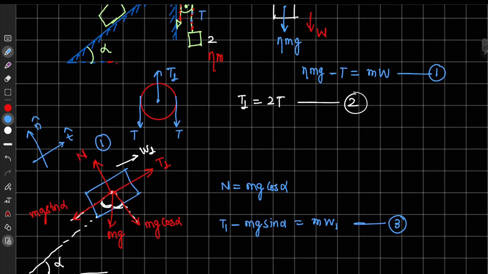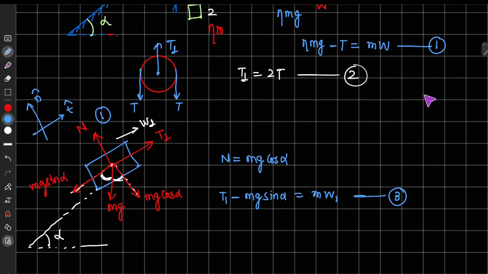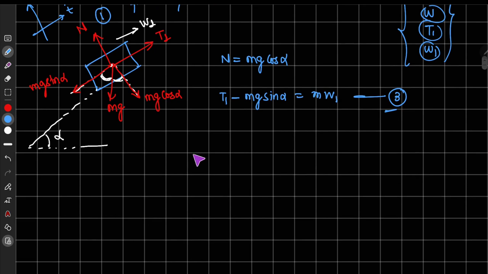If we carefully look here, we have the variables T, W, T1 and W1. So we have 4 variables, but we only have 3 equations. That means we cannot obtain 4 variables with the help of these 3 equations. In that case, we will need a fourth equation.